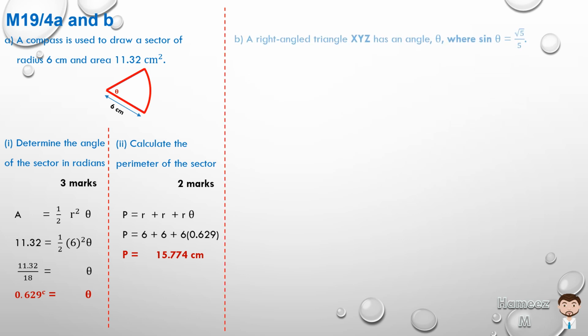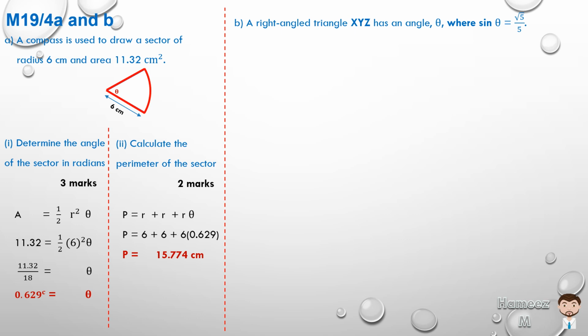Part B. A right angle triangle XYZ has an angle theta, where sine theta is equal to the square root of 5 over 5. Without evaluating theta, calculate the exact value, in surd form if applicable, of part 1, cos theta. So there are a couple of ways to do this. One way is to make a right angle triangle and input the opposite, which is square root of 5, and the hypotenuse, which is 5, and work out the adjacent. Another way is as follows.